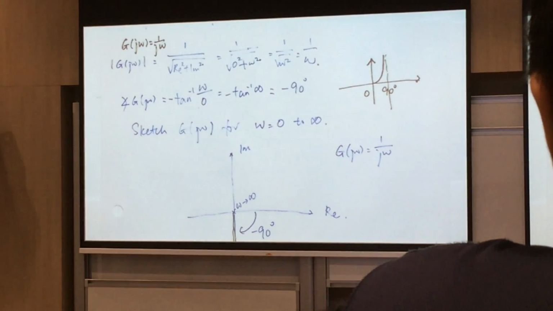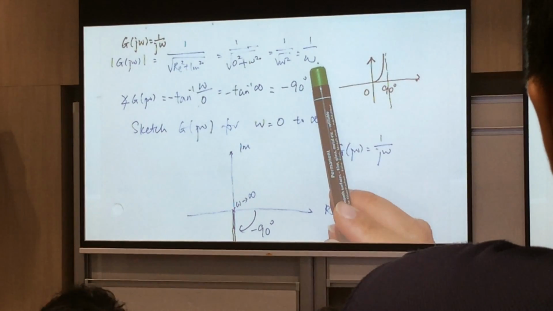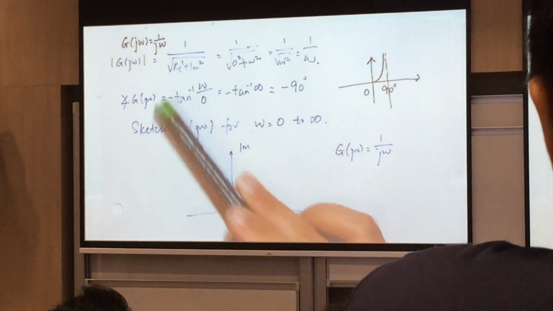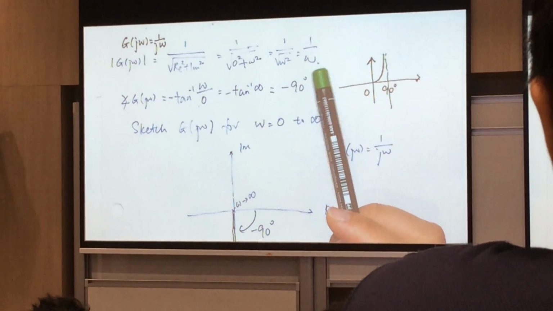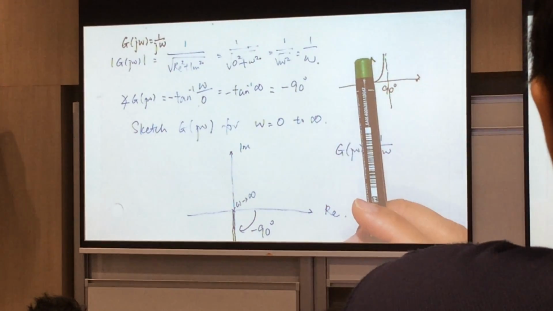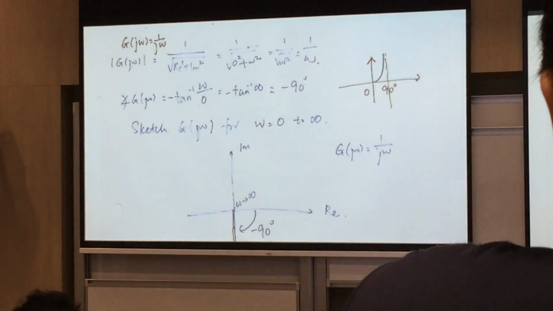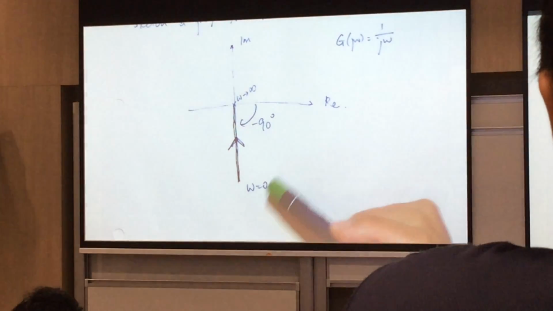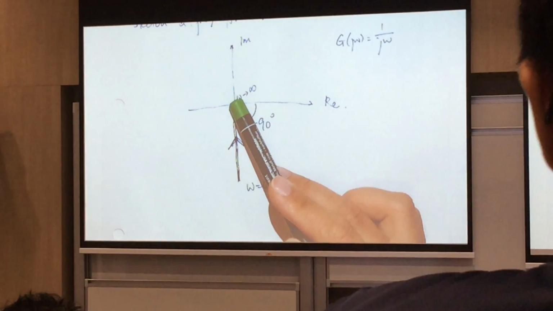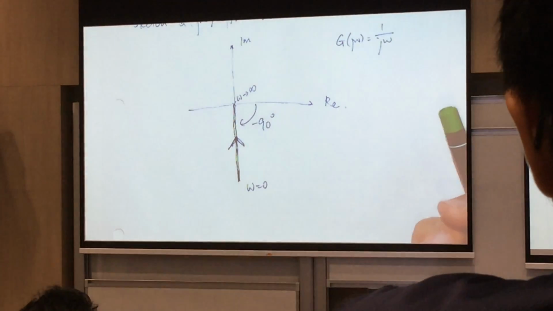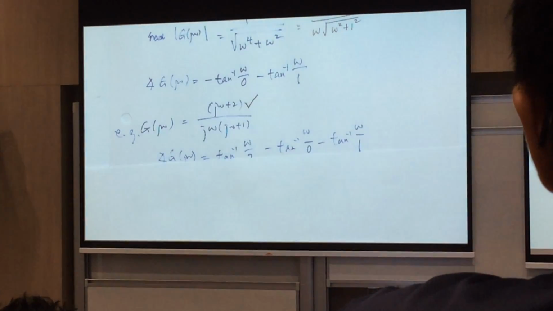And how do you plot that? Just substitute different values of omega, from 0 to infinity. You can see that the gain of G(j omega) goes from infinity to 0, with a phase of minus 90. So when omega is 0, it starts at infinity, and when omega is infinity, it is at 0. The phase is minus 90.